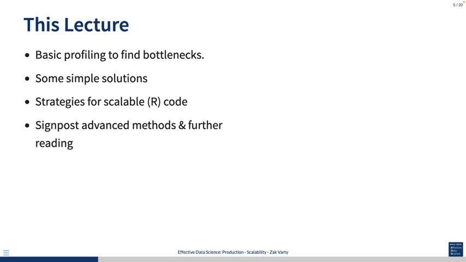So in this video, we're going to have a look at how to identify where those bottlenecks are within our code, and have a look at some really quite simple methods that we can use to try and alleviate those. These will mainly be strategies for writing scalable R code, but there will be a little bit of transferable knowledge to other languages, and also linking in the connection between R and other languages.